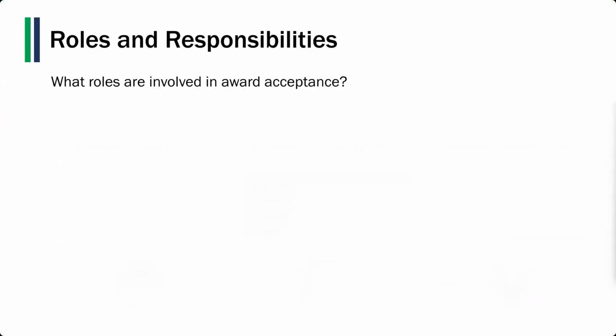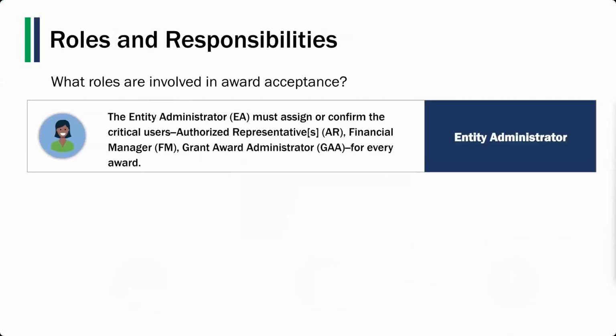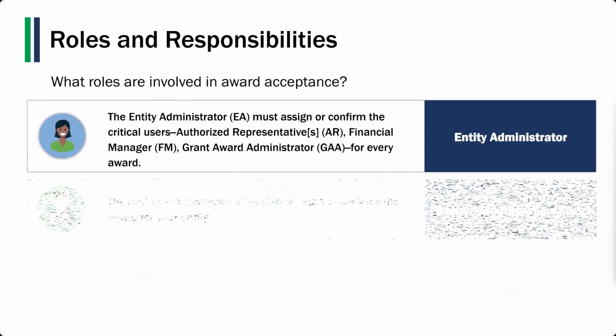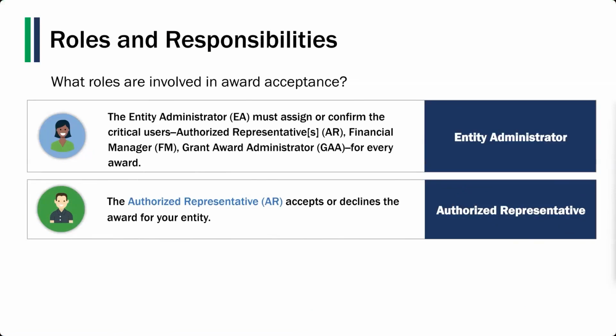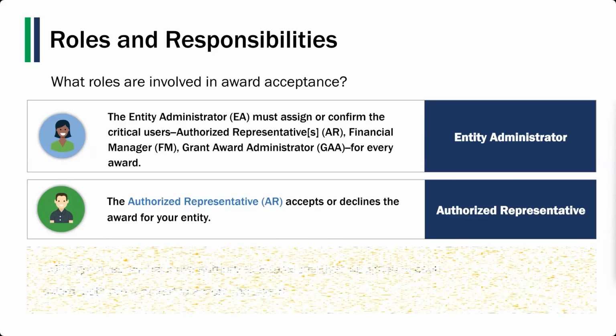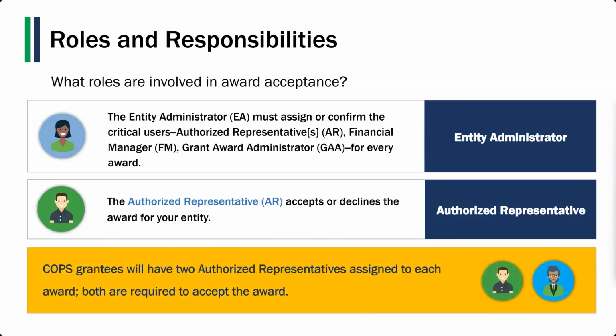Prior to the authorized representative being able to accept an award, the entity administrator must assign or confirm critical users, which would be the authorized representative, financial manager, grant award administrator, and that's for every award. Then an authorized representative accepts or declines an award. The person assigned as the authorized representative must have the authority to accept awards on behalf of its entity. This includes binding the organization to the terms and conditions of the award. Now, COPS grantees will have two authorized representatives assigned to each award, and both are required to accept the award.